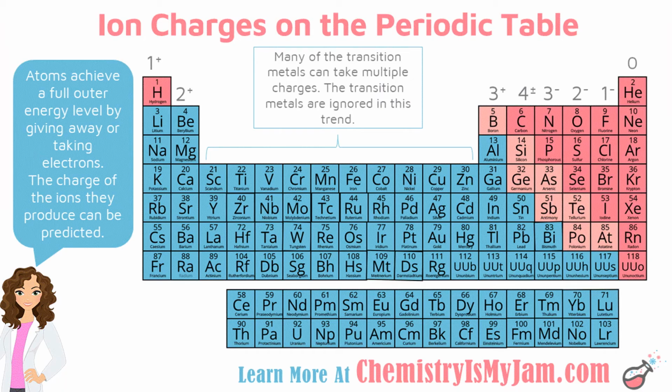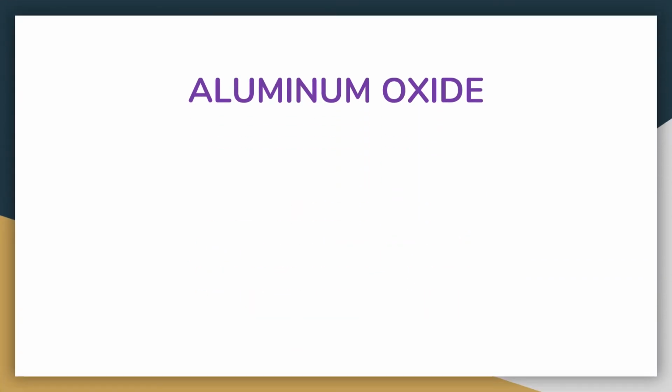Looking at the periodic table, we need to identify our charges. So if you have to pause the video and write this down, these are the charges that you need to have memorized. For ionic compounds, you will always have to balance out your charges. For this example, aluminum oxide, let's identify the charges for aluminum and oxygen.